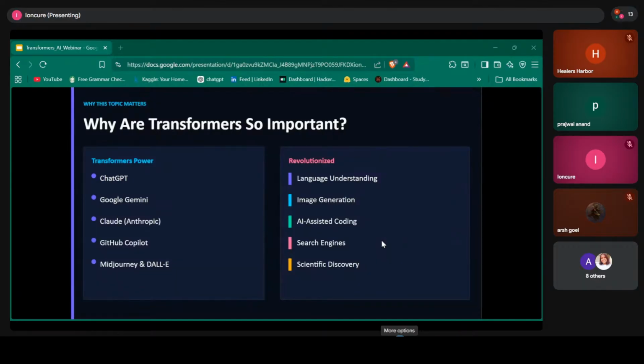Before we go technical, I believe everyone here has definitely used some of the AI tools. Every single one of those tools runs on transformer architecture. Transformers didn't just improve AI, they completely replaced the way machines understand language. They power search engines, image generators, coding assistants, and even medical research tools. Understanding transformers means understanding the foundation of entire modern AI.